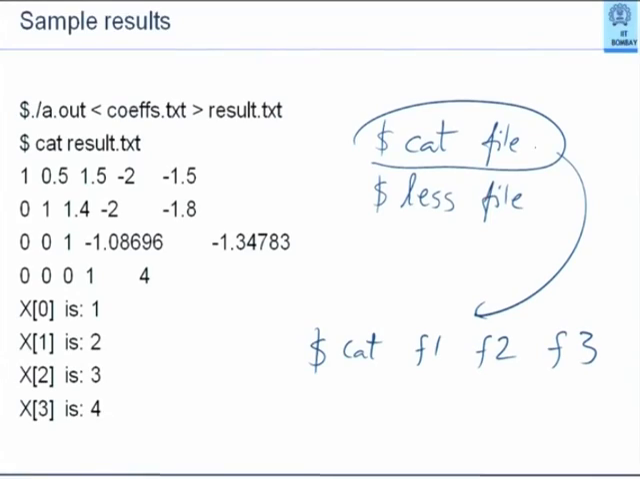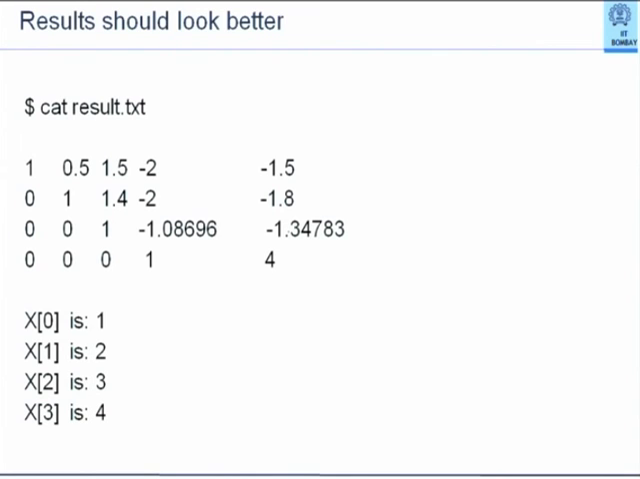Is this clear? There is only one problem. While the values of x0, x1, x2, x3 are very clearly visible, the input matrix has not come out in a very unscrambled fashion. The values are not neatly written as rows and columns. You will see that 1.4, minus 2, a lot of space, minus 1.8, 1, minus 1.08696, these are all scattered. I would like the output to look like this. So the coefficient matrix appears on one side in a proper 4x4 format. The right hand side appears properly.